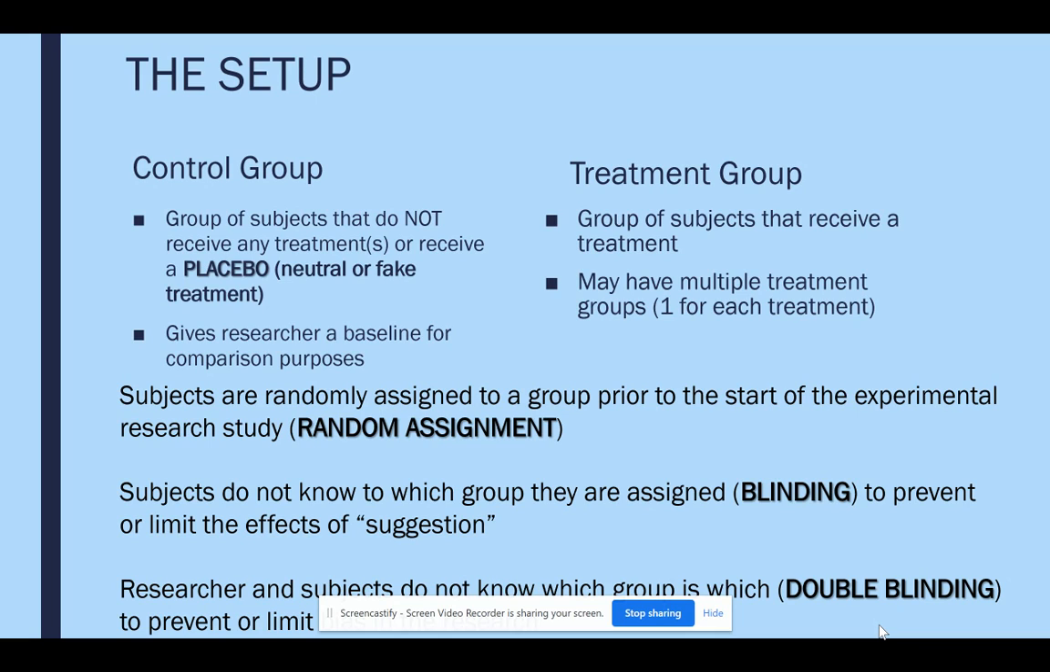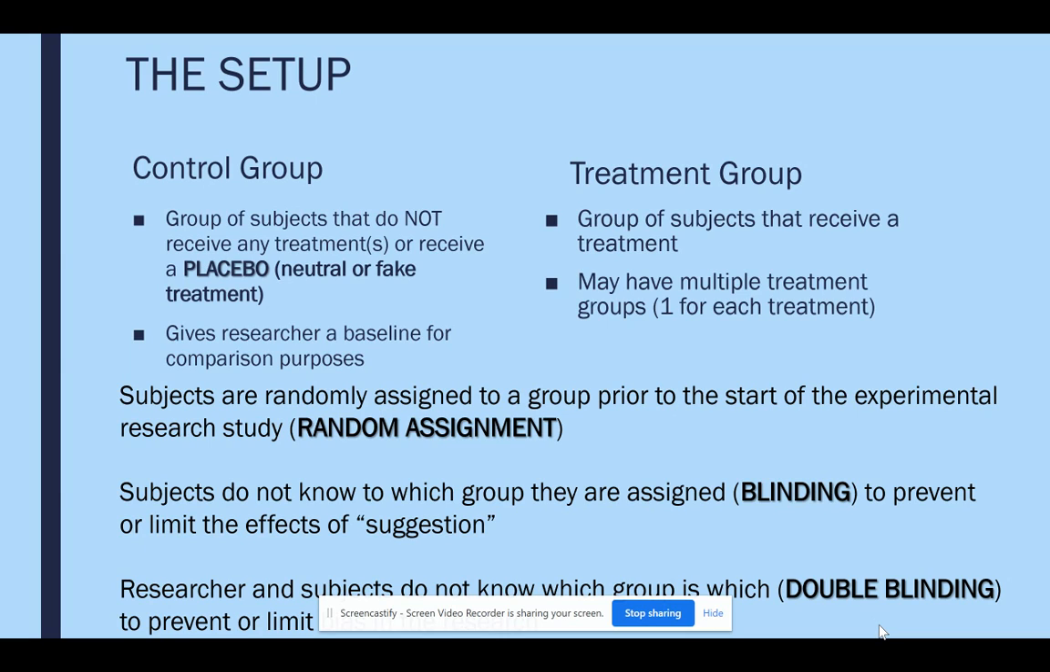You want to do that in a random way. Maybe you number them off: 1, 2, 1, 2, 1, 2. All the ones go in the control group and all the twos go in the treatment group. But you randomly assign them to a group. That helps to control any outside variables that may affect your results.